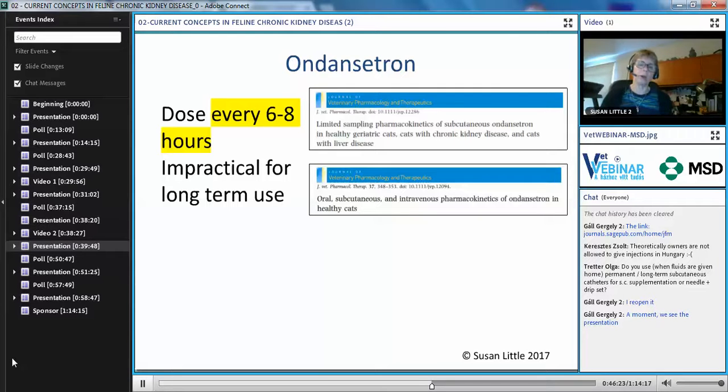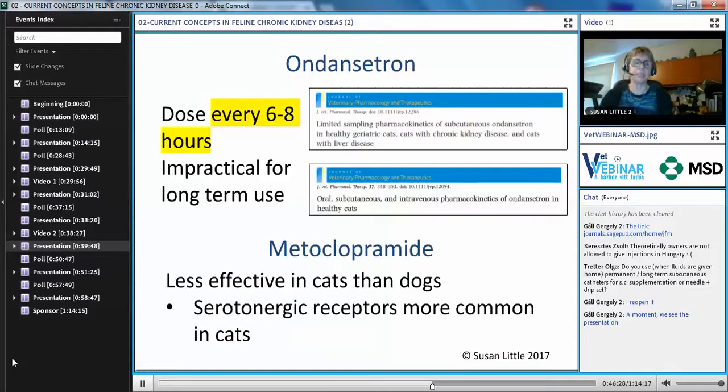So while a patient is hospitalized, that could very well be done. But for an owner to do that long term, it's not very practical to ask them to give a drug 3 to 4 times a day every day. So that's why we would prefer to use a drug like maropitant because it's only given once a day.